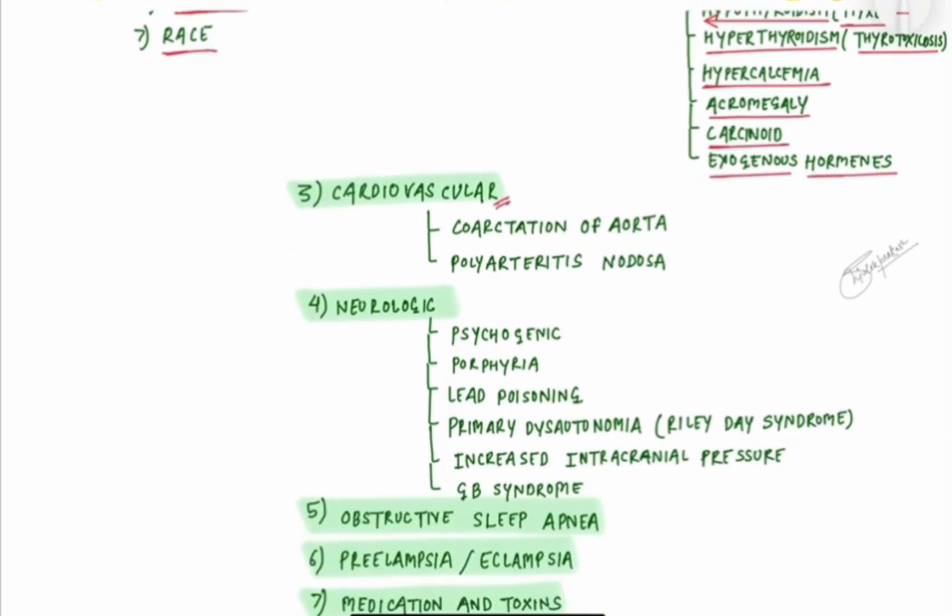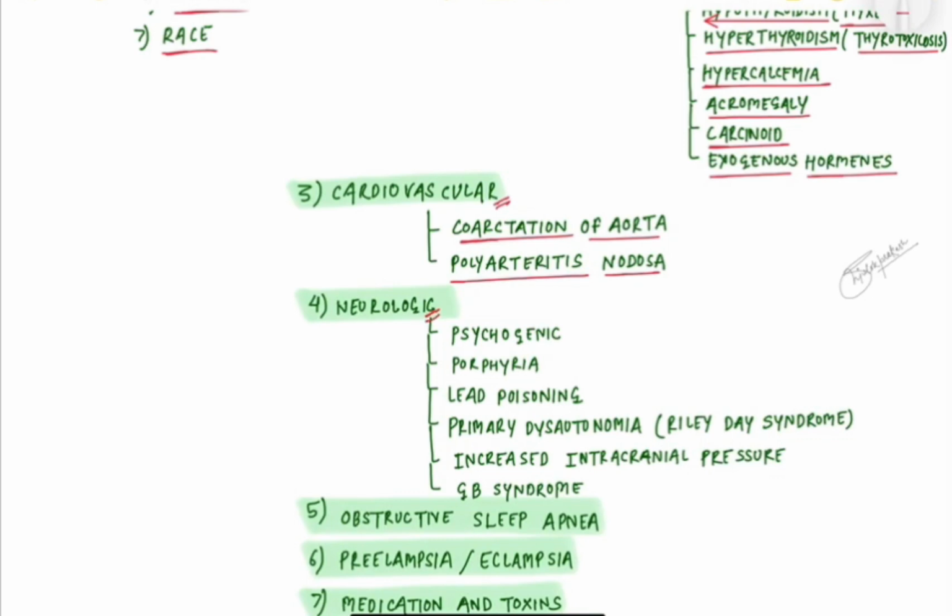Cardiovascular causes: coarctation of the aorta means narrowing of a large blood vessel. Polyarteritis nodosa means serious inflammation of blood vessels.